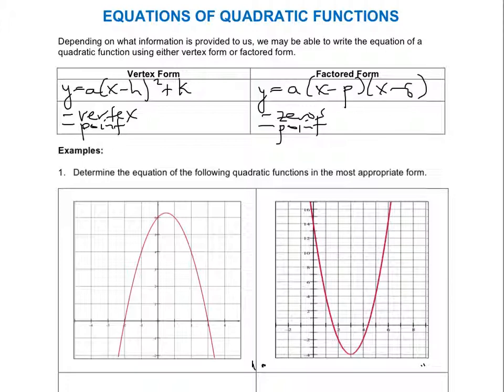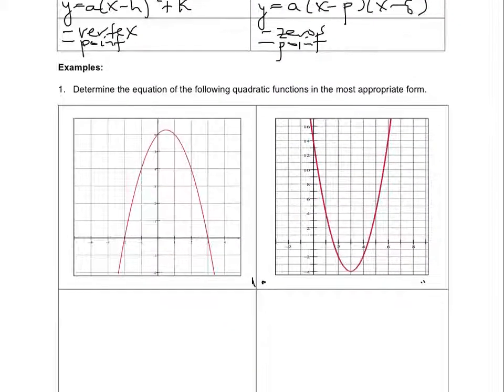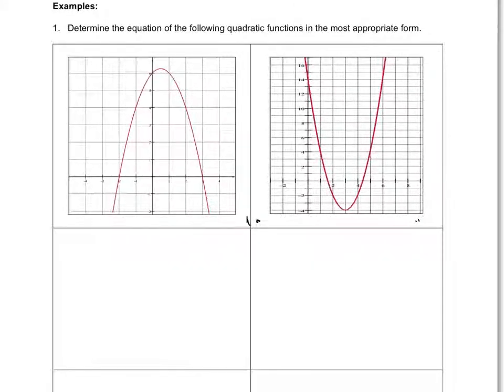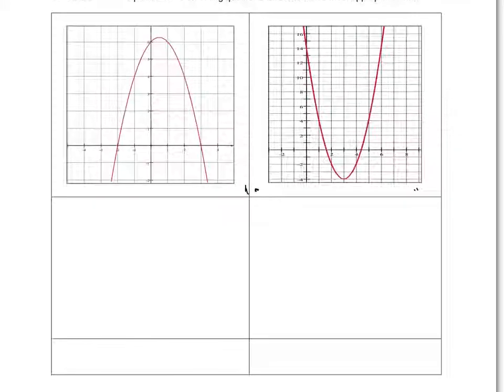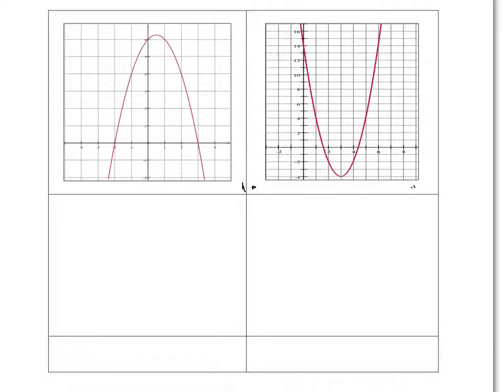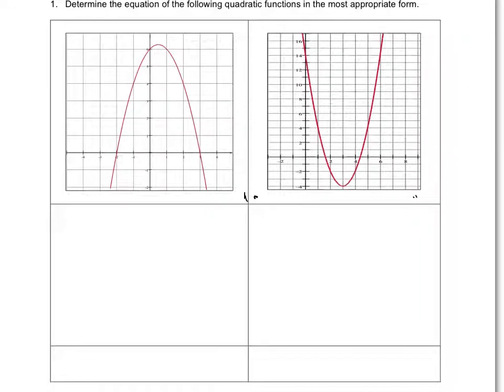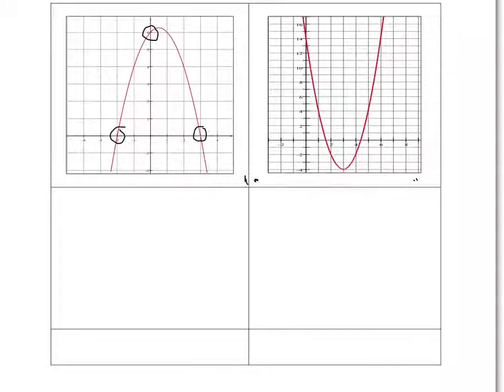We're going to try some examples now, and in these examples, you want to be able to look at the diagram and decide which is the most appropriate form. For the first question, I have two zeros here, and I happen to have a y-intercept. So when I have two zeros and a point, I'm going to do this question in factored form.